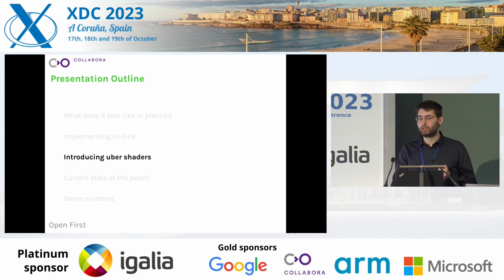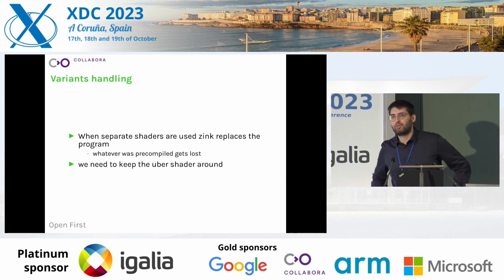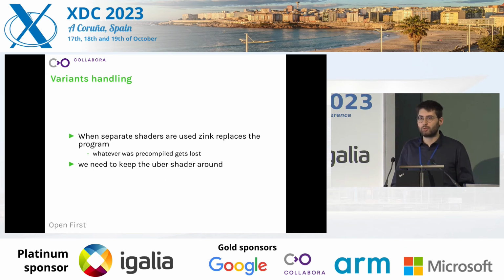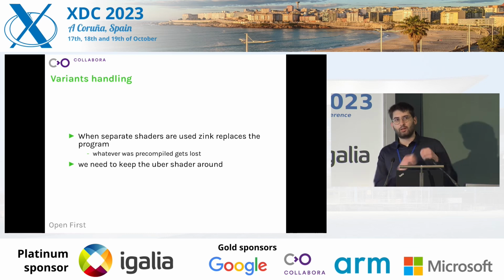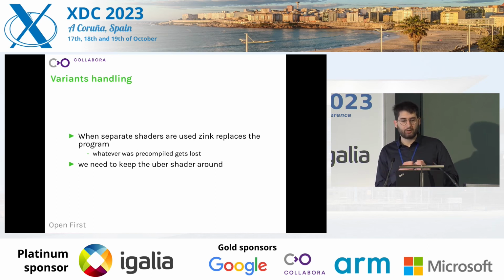So we need to introduce Uber shaders into all of this. So this is not particularly trivial. There's also the case of separate shaders that we need to handle in Zink. Basically, in Zink, when separate shaders are used, a GPL is created for each shader and then linked together. But this pipeline is then replaced in turn. And what happens is the program that was compiled from the separate shaders gets lost. So this didn't work for me.